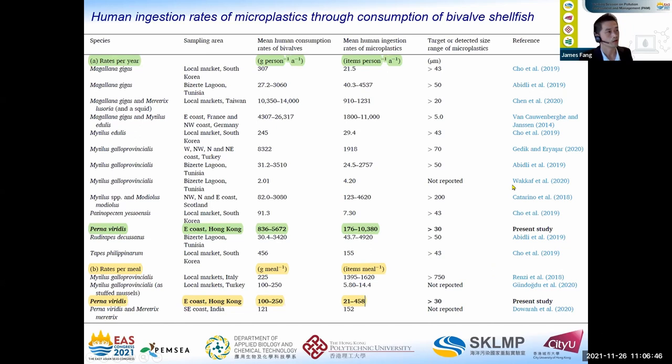In conclusion here, the ingestion rate of microplastic in Hong Kong and some other places worldwide are high. Now we know we ingest a lot of microplastic every year. But so what? What does it mean? Are they harmful? Do they cause any harmful effect on us?